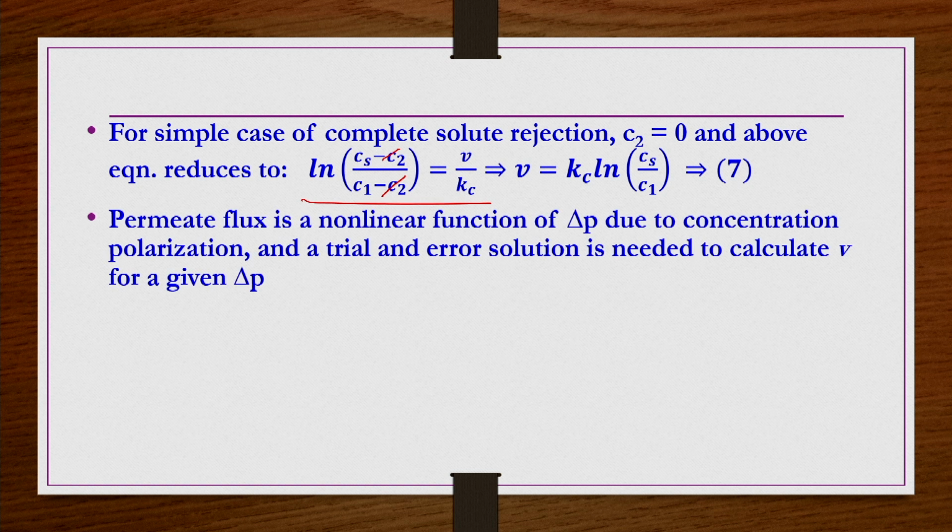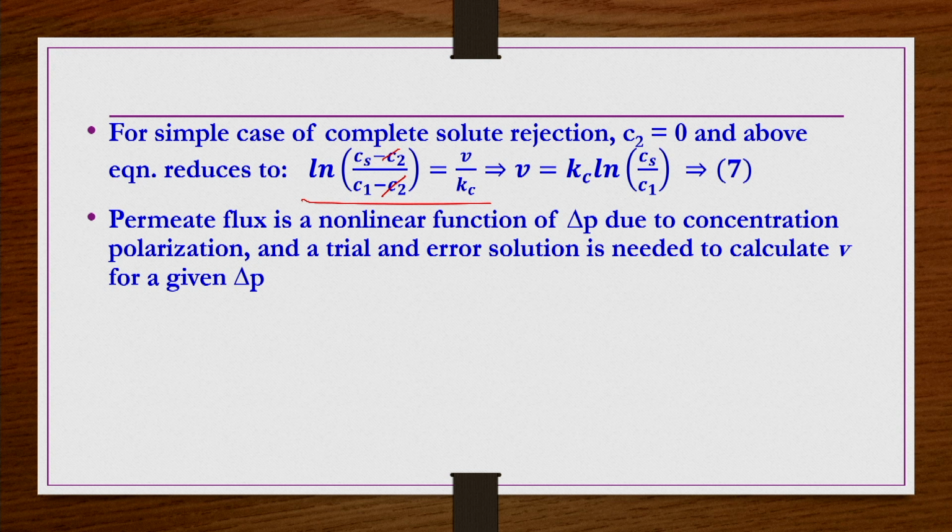So, what we understand further is that permeate flux is a non-linear function of delta P due to this concentration polarization, and a trial and error solution is needed to calculate V for a given delta P.